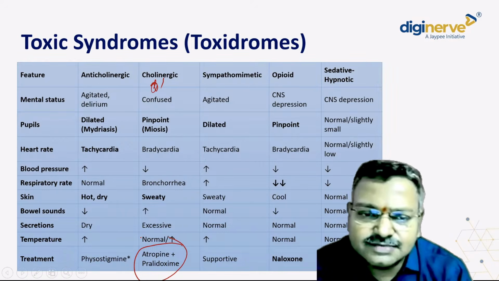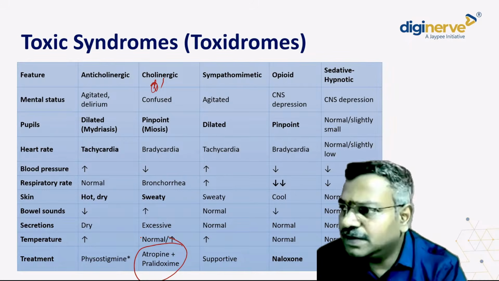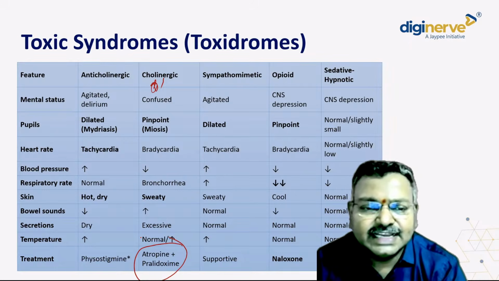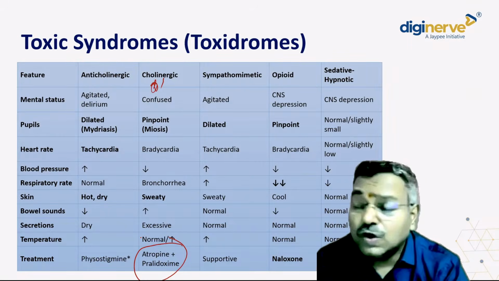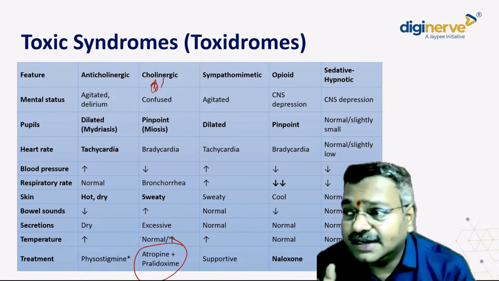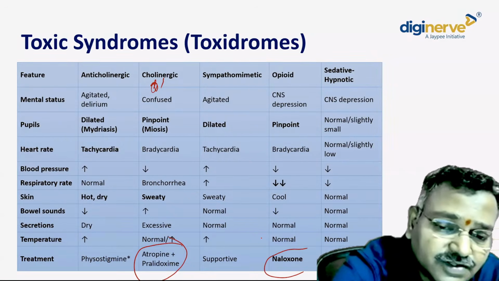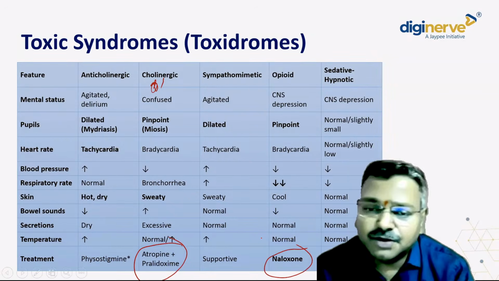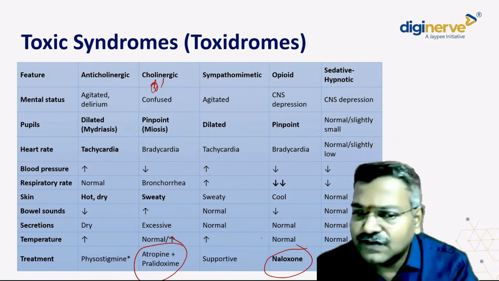Sympathomimetic drugs, though not very common, can be due to drug abuse, where you have a dilated pupil, cocaine, etc. if they take, tachycardia, hypertension, and you have to supportively treat this patient. Opioid, this is very, very characteristic, very important. Bradycardia, bradypnea, pinpoint pupil, and this is where you have to give naloxone as a drug of choice. Sedative hypnotics, very common with barbiturates you can get. Here the antidote is flumazenil.